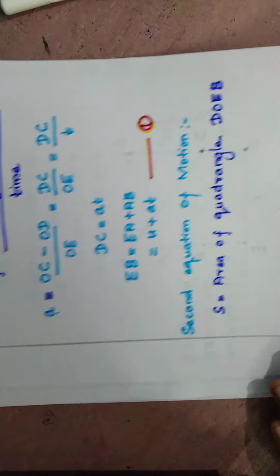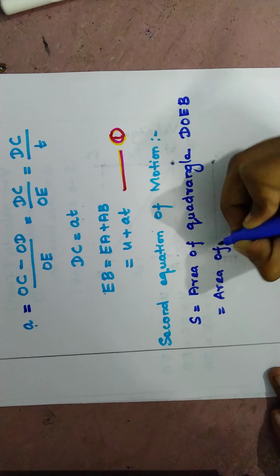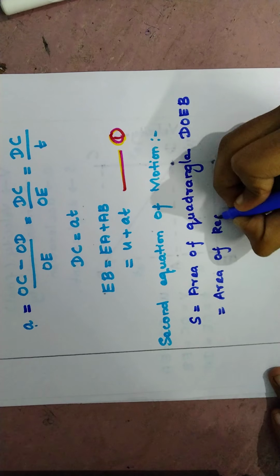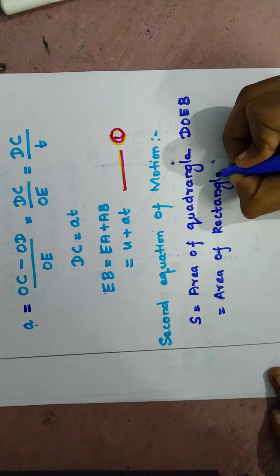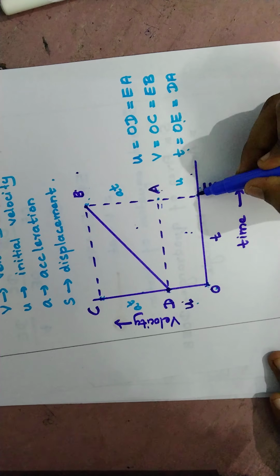So we divide the quadrangle into the area of a rectangle. What are the sides of the rectangle? DOEA.